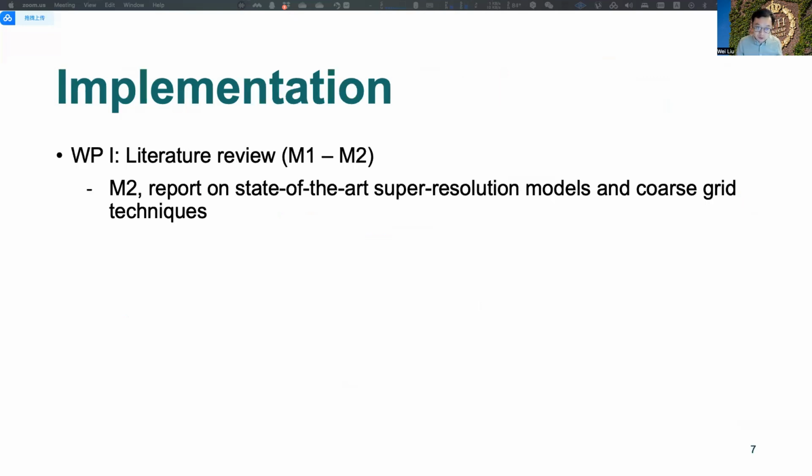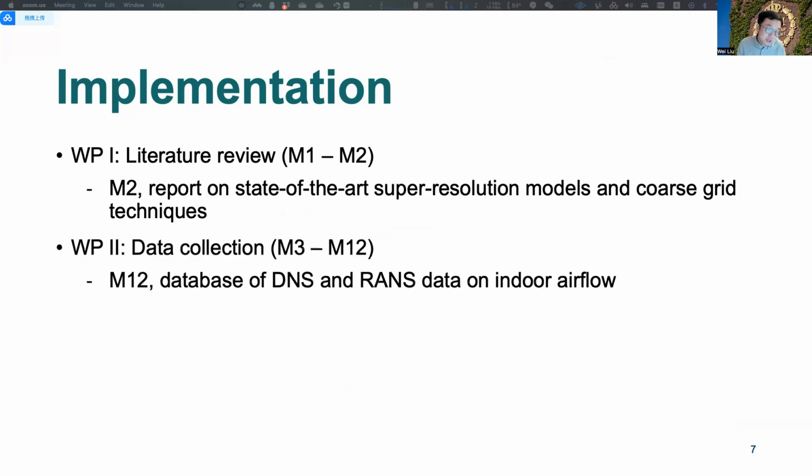Overall, this project will have three packages. The first one is the literature review, where we will investigate the state-of-the-art super resolution models and coarse-grid techniques. Then the second package is data collection, where we will develop a database by using high-fidelity simulations and run data on indoor airflow.